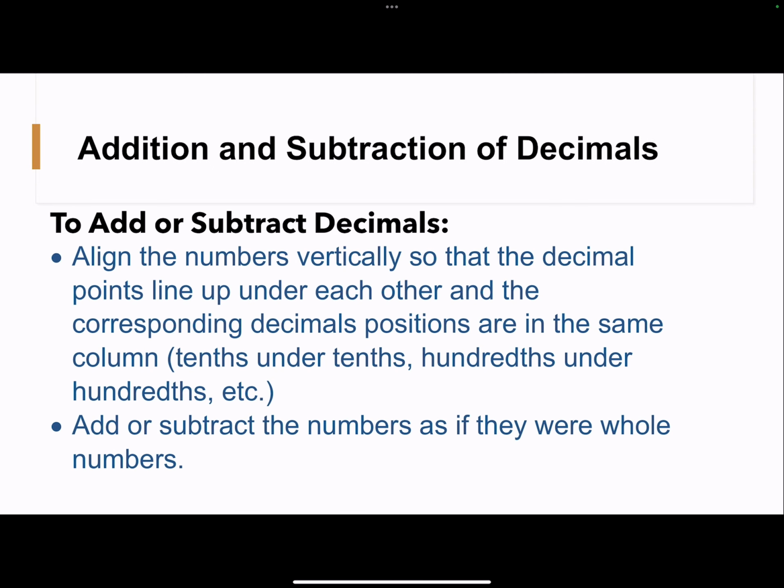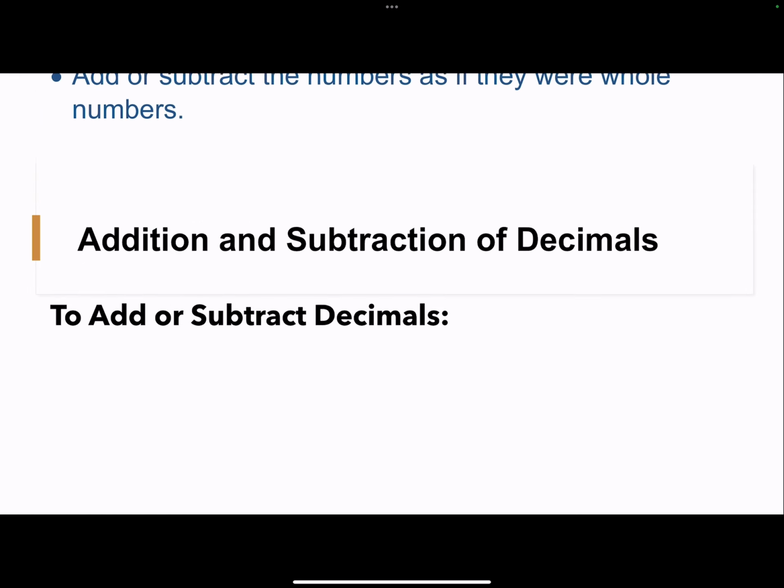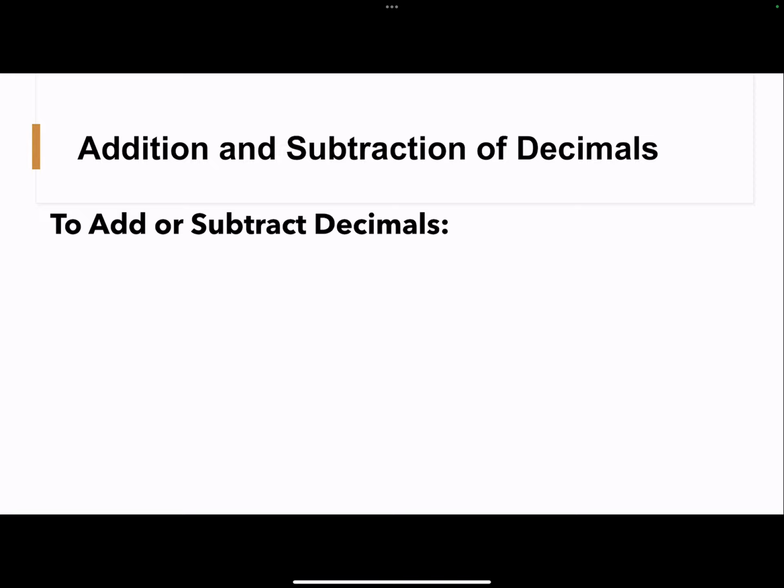We know that when we add or subtract decimals, we have to line up the decimal points. You're going to line the numbers vertically so that the decimal points line up under each other and that the corresponding decimal positions are in the same column. In other words, you have the tenths of one number under tenths of another number, hundredths under hundredths, and etc. And all you do is add or subtract the numbers as if they were whole numbers, leaving your decimal place where it's at. Let's look at an example.